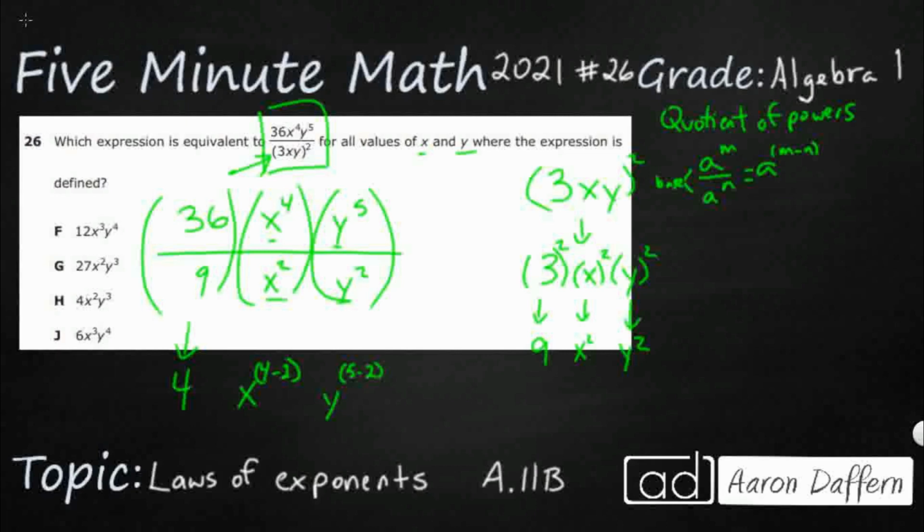Now we just need to simplify this and make it look a little cleaner. I've got my 4, and once we figure out that this is 4, there's only one option, so that's helpful. But I've got my x, and then 4 minus 2 is going to be x squared. And then y, and then 5 minus 2 is going to be 3. So my answer here is going to be H.